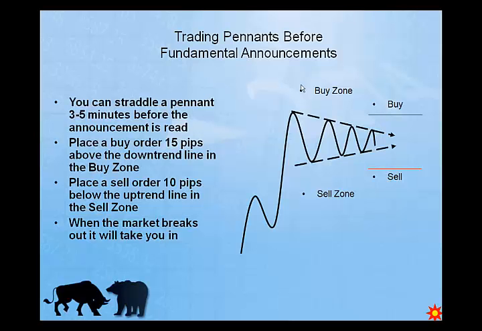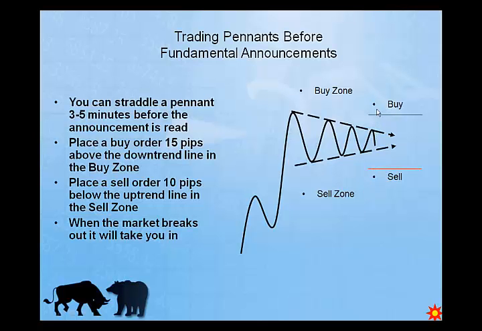Now, trading pennants before fundamental announcements, you can straddle. And there's a technique to straddle, and this can only be done before fundamental announcements. We put a buy order, just like we did on the consolidation. We put a buy order 15 pips above this high, and we put a sell order below this low, 10 pips below in the sell zone. And wherever the market breaks, we're going to take our profit.